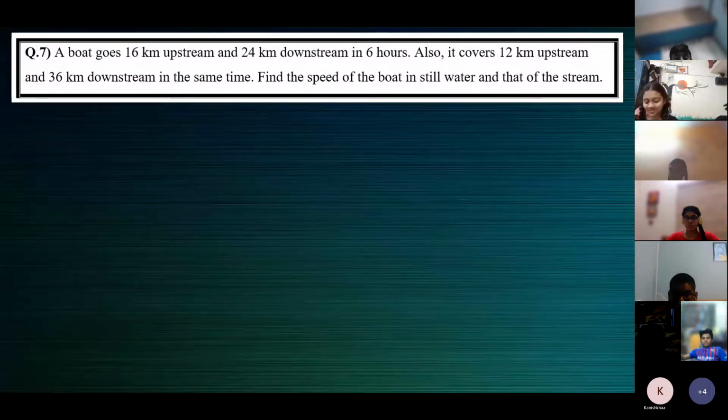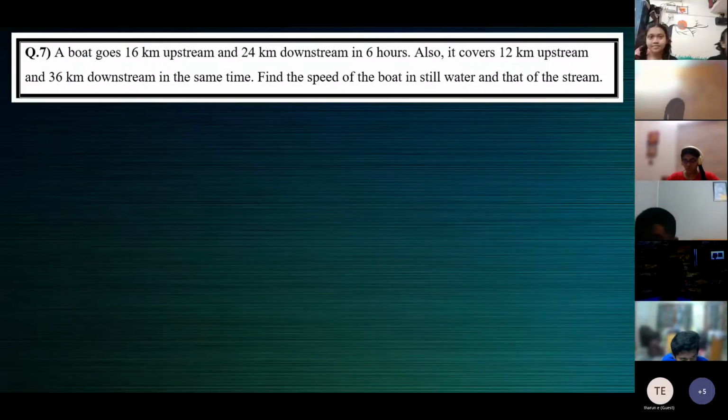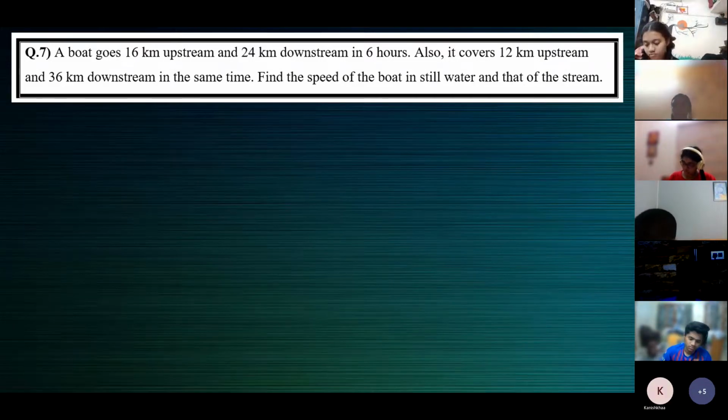Yes, children. Write down this question and write down all the assumptions: speed of the boat x, y, x plus y, x minus y, right till there. I'll give you 5 minutes time. Write down the question and write all the assumptions.